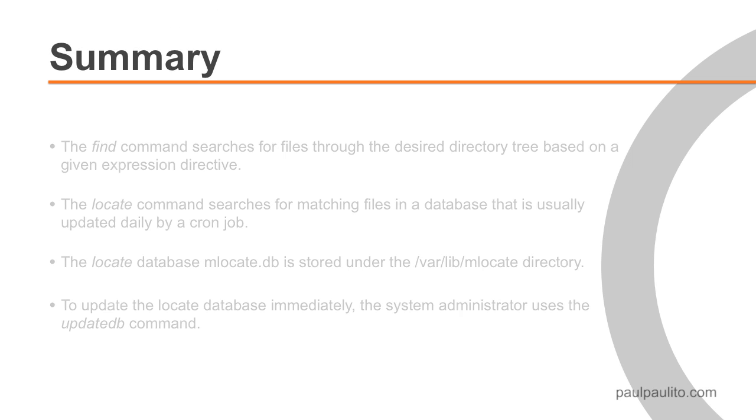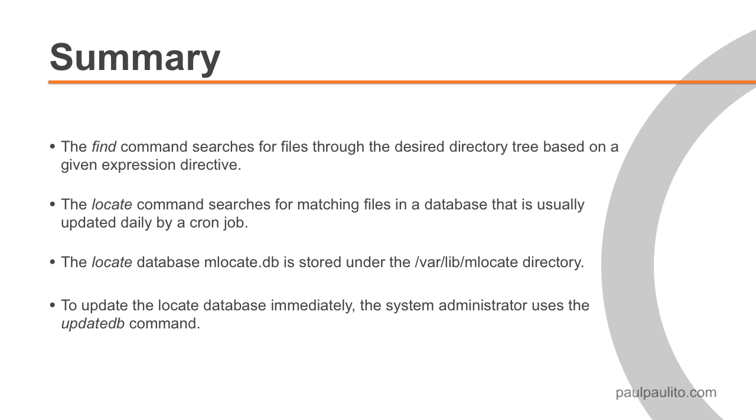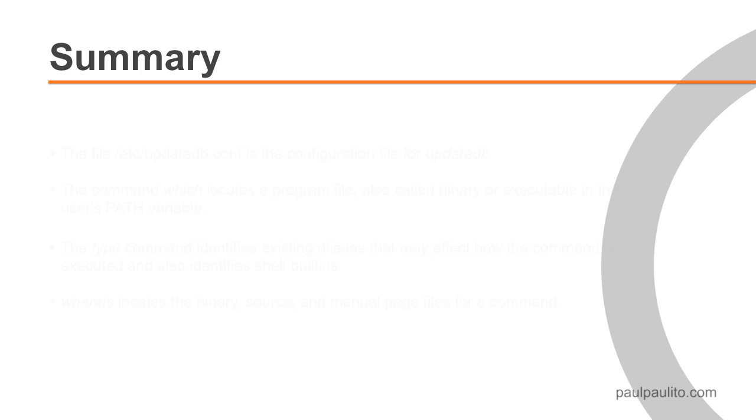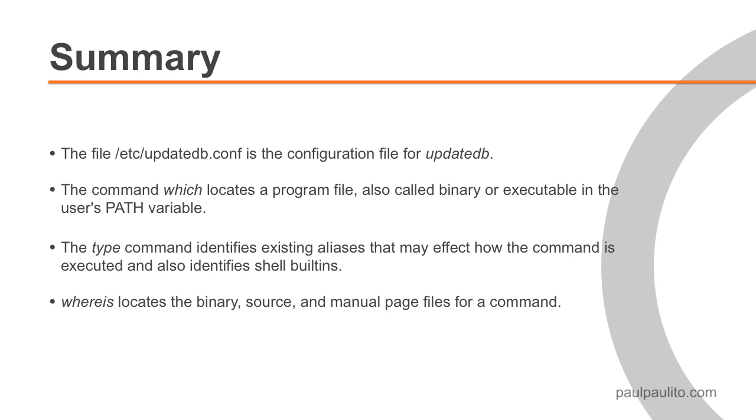Summary. The find command searches for files through the desired directory tree based on a given expression directive. The locate command searches for matching files in a database. This database is usually updated by a cron job. The locate database, mlocate.db, is stored in the /var/lib/mlocate directory. To update the locate database immediately, the system administrator can use the updatedb command. The file /etc/updatedb.conf is the configuration file for updatedb.